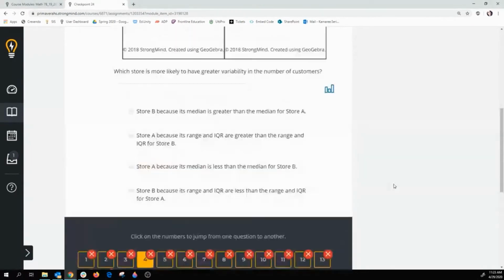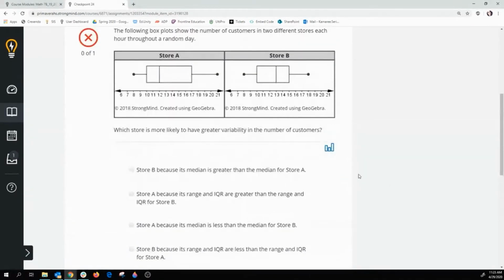All right, next question. So next question, we have store A and store B, and we want to know which store is more likely to have greater variability in the number of customers. So between store A and store B, hopefully with all the examples that we've been doing so far, you can tell right off the bat which one has more variability. So just based off of looking at these, which one do you think has more variability? It would be store A. Store A because the range is much bigger. So store A, because its range and IQR are greater than the range and IQR for store B. Perfect.